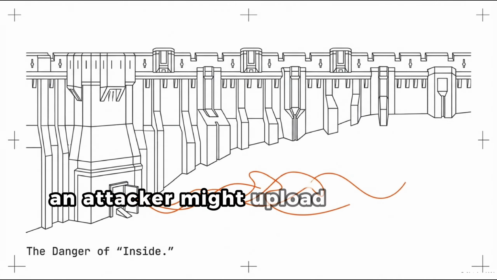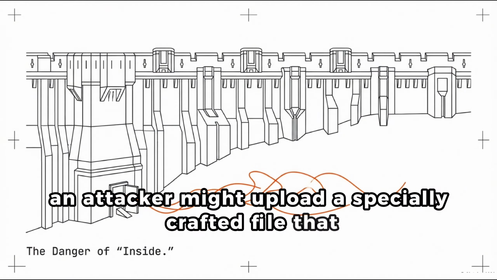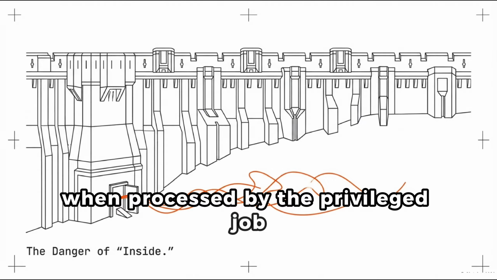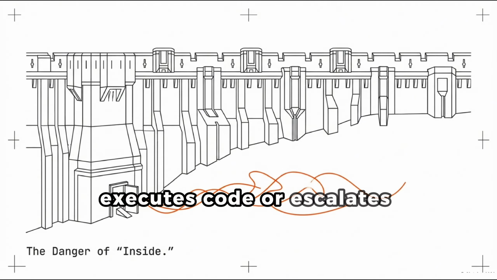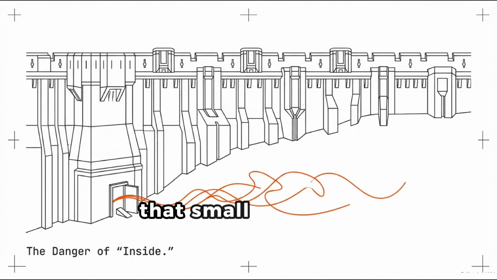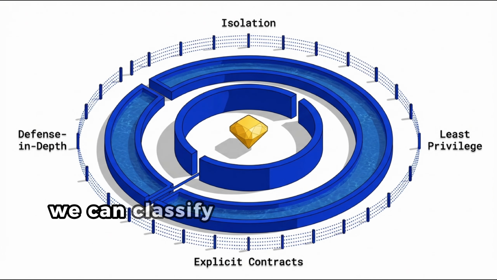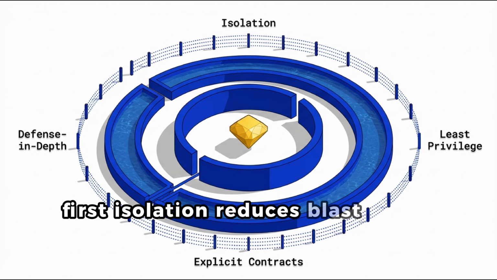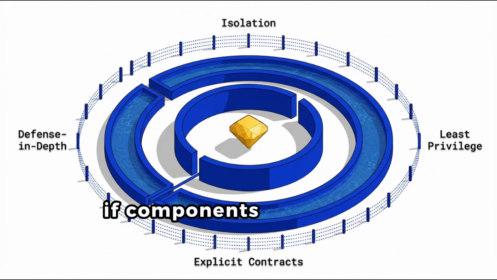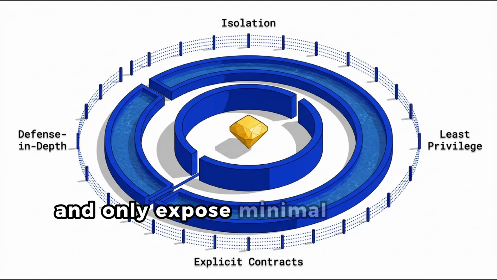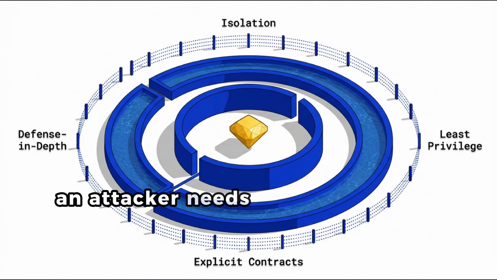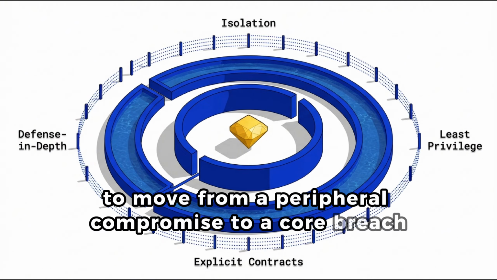An attacker might upload a specially crafted file that, when processed by the privileged job, executes code or escalates privileges. That small oversight at the boundary becomes a powerful attack vector. We can classify why boundaries help into a few practical principles. First, isolation reduces blast radius. If components are isolated and only expose minimal interfaces, an attacker needs many successful crossings to move from a peripheral compromise to a core breach.